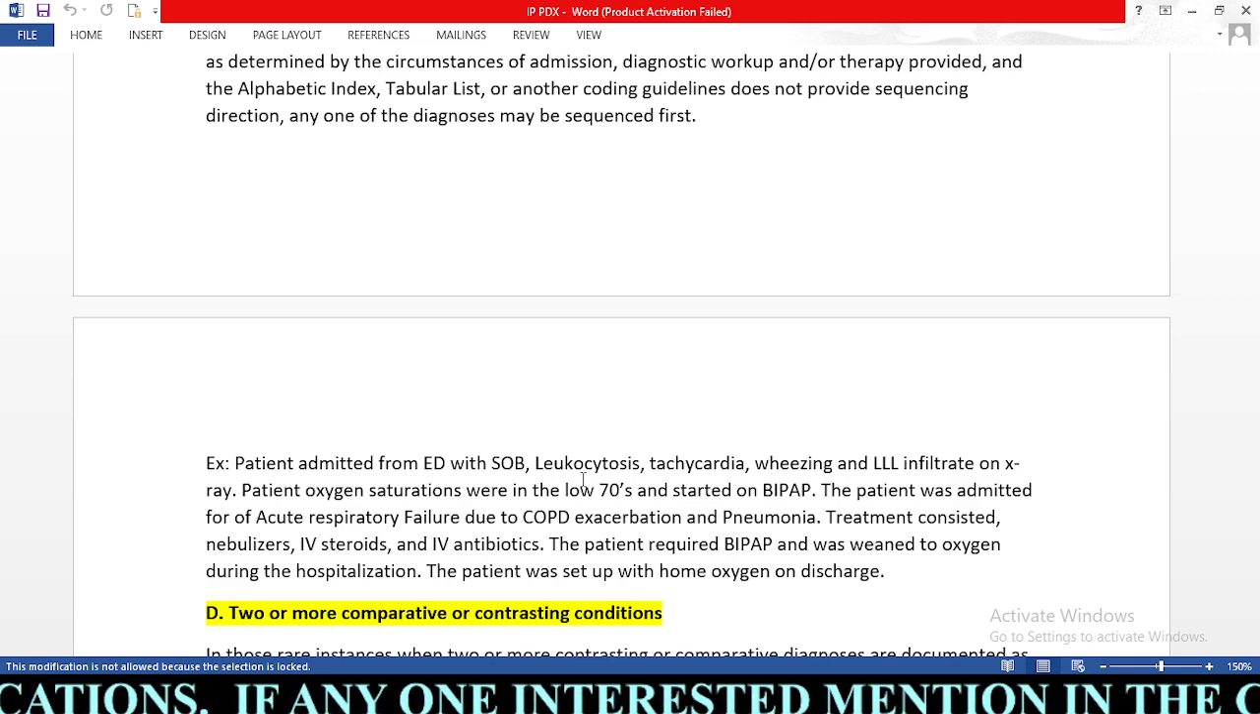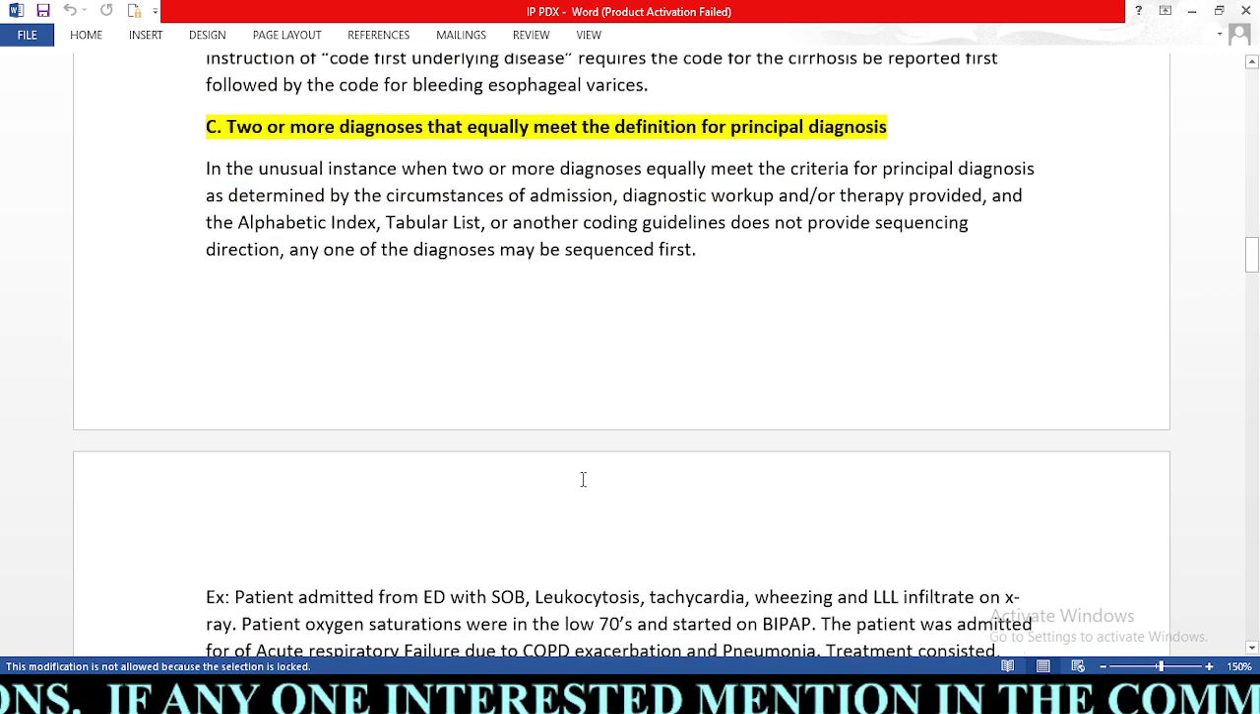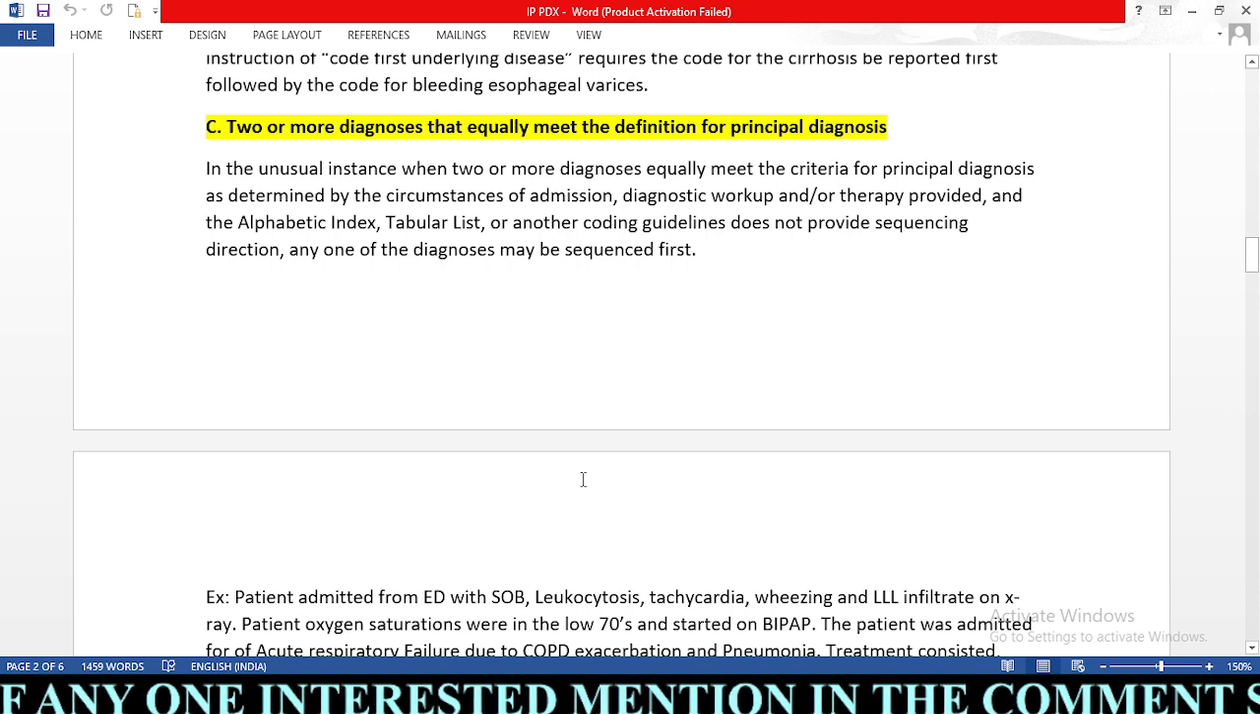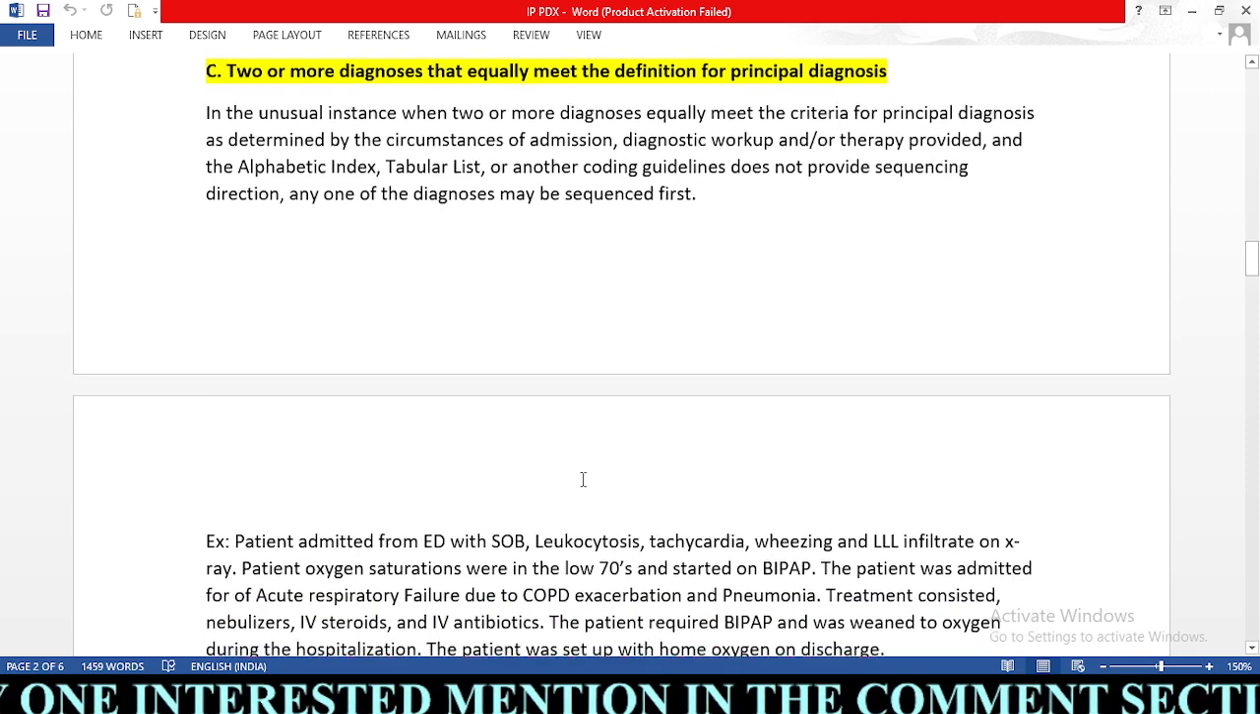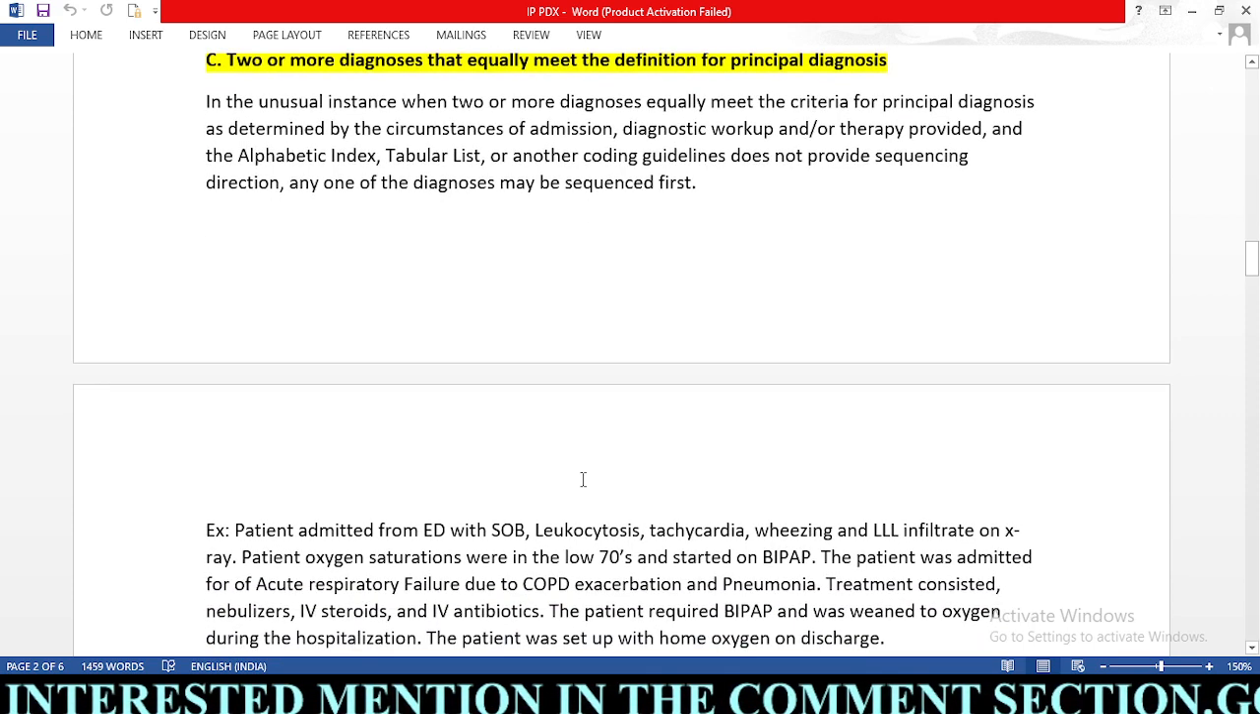So in this scenario, two diagnoses equally meet the definition for principal diagnosis. So here we can code any one as the PDX.